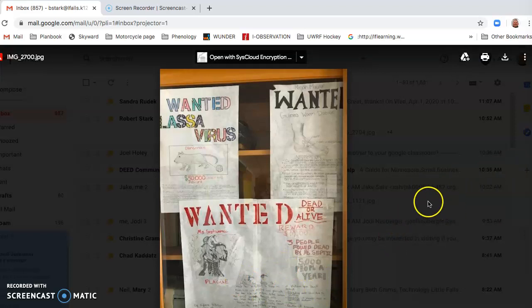Those are just some examples of what you could do, but there are thousands of pathogens out there that you could do your wanted poster on.